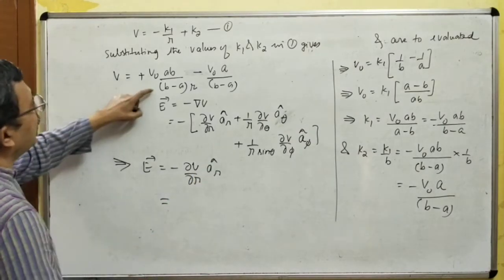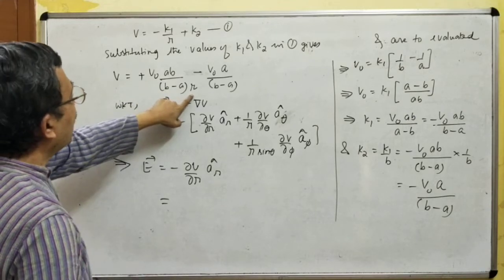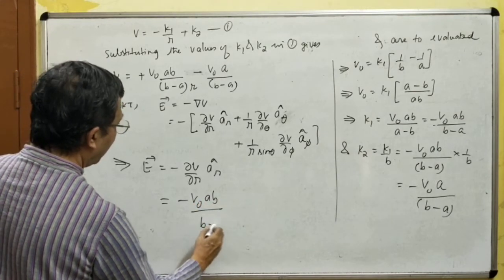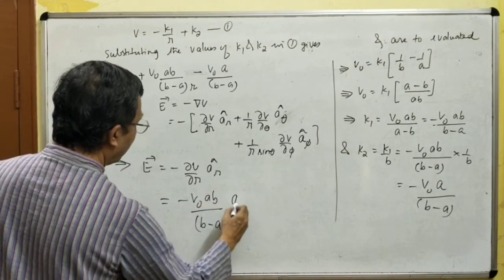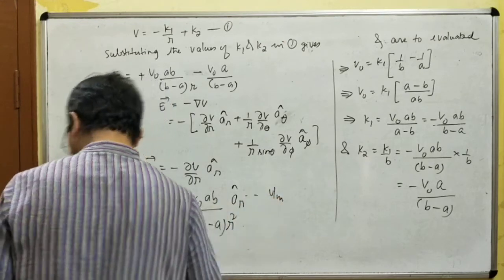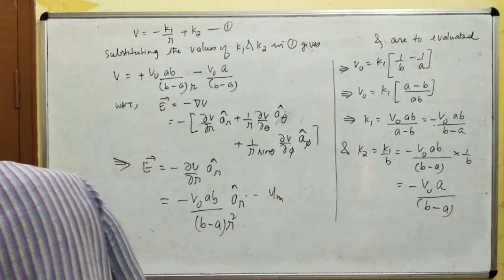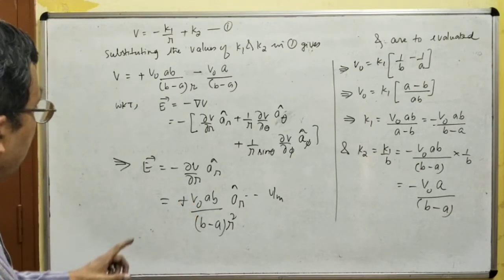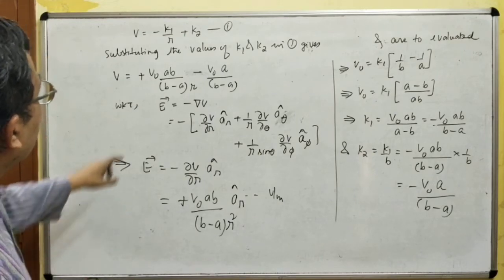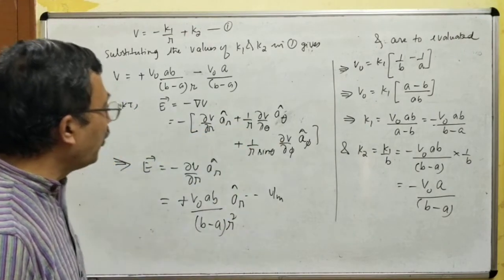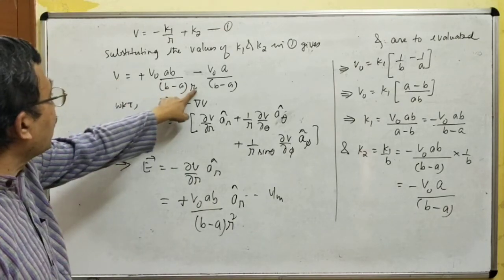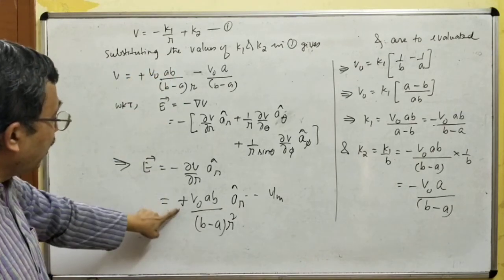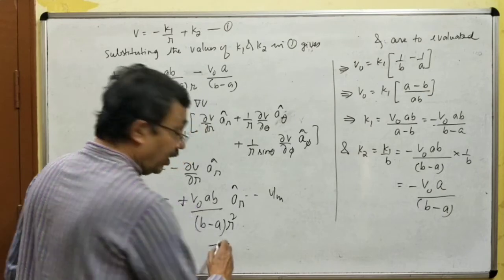If you differentiate 1 by r, you get minus 1 by r square. So you get minus v naught into ab divided by b minus a into r square into a r cap, volts per meter. The minus signs cancel so that this becomes plus. This is the expression for electric field intensity. The dou V by dou theta and dou V by dou phi are 0 because V is a pure function of r. This is the end of the problem. Thank you.